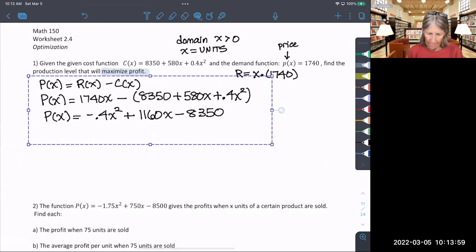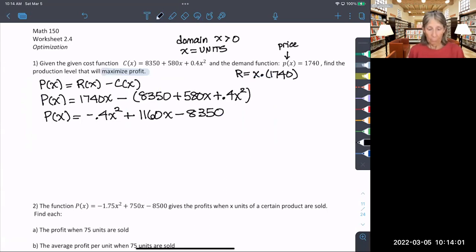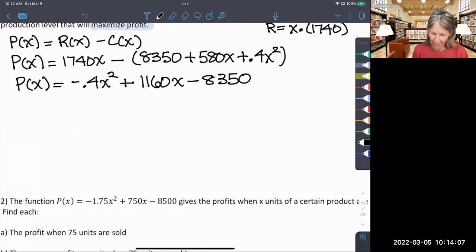Okay, so let's go through our steps of optimizing, which would be starting with, let's get the critical point. Let's get the derivative to get our critical point, and then we'll set that equal to 0.